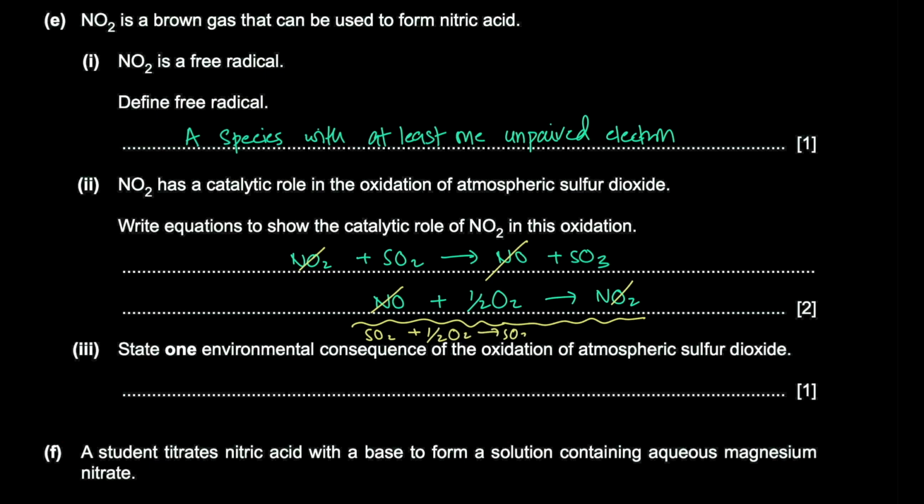Okay, so this is the overall equation for this reaction. State one environmental consequence of the oxidation of atmospheric sulfur dioxide. So when sulfur dioxide is oxidized, it forms sulfur trioxide. Sulfur trioxide reacts with H2O to form sulfuric acid. This happens when rain falls, so this type of rain is called acid rain. So the environmental consequence of the formation of sulfur trioxide is the formation of acid rain.